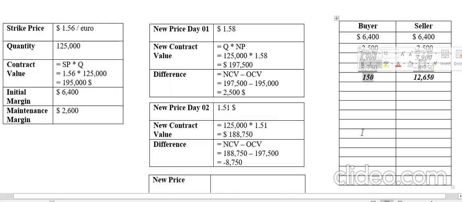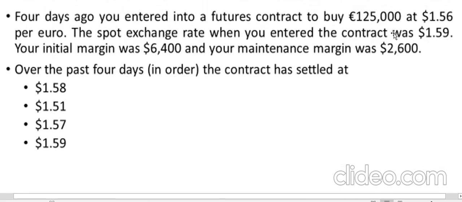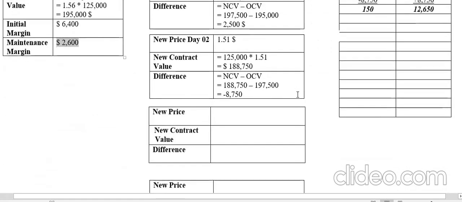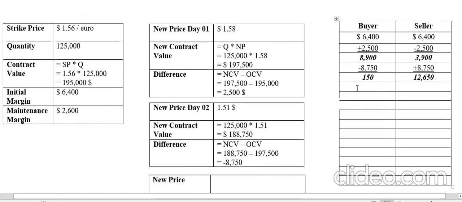But if we focus on the buyer side, the buyer has $150 remaining, and he minimally needs $2,600 to continue with the numerical. So that's 2,600. The buyer must have 2,600 in his account to continue. So I will write that the money needed to continue is 2,600.